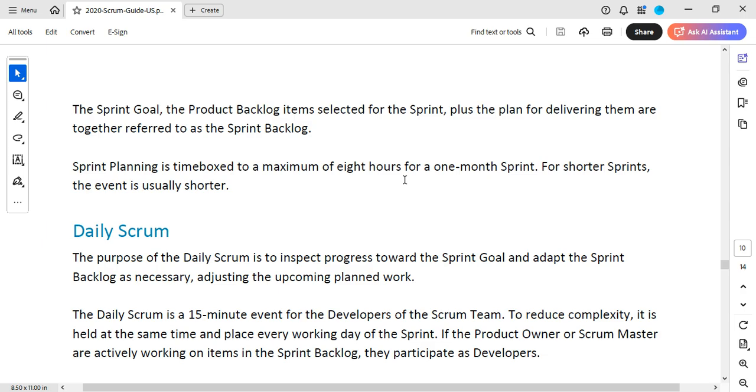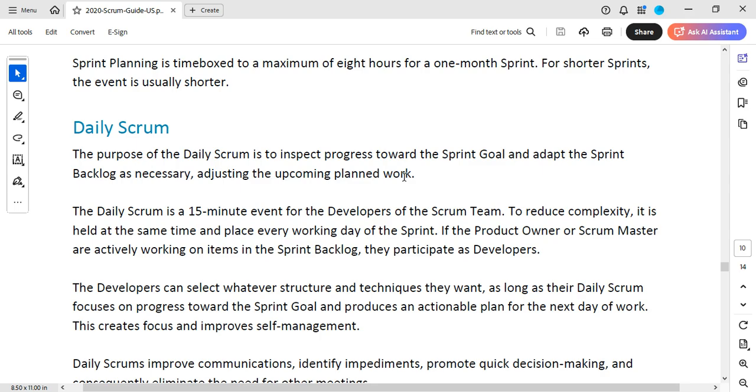is time boxed to a maximum of 8 hours for 1 month. So if it's going to be a 1 month sprint, it's going to be 8 hours. For shorter sprints, the event is usually shorter. Just to summarize the sprint planning for you. So it's just like this.